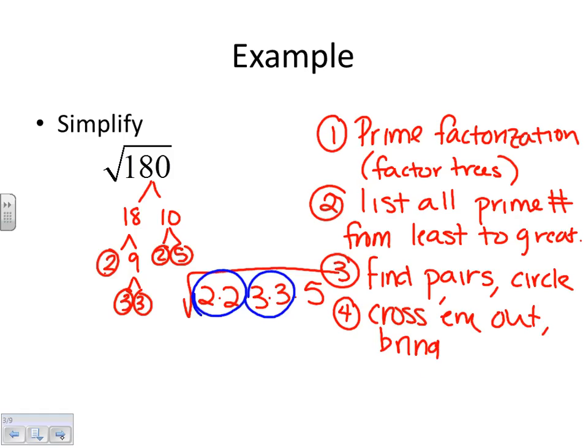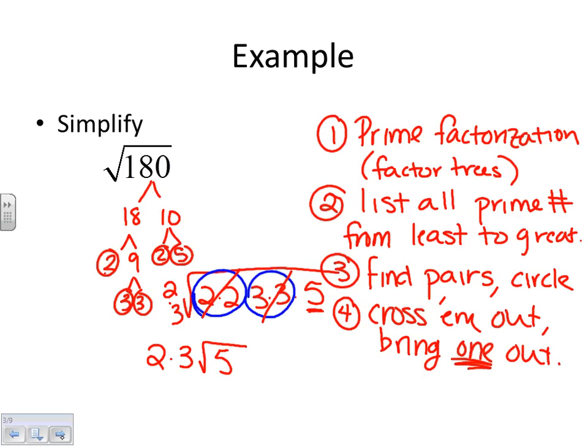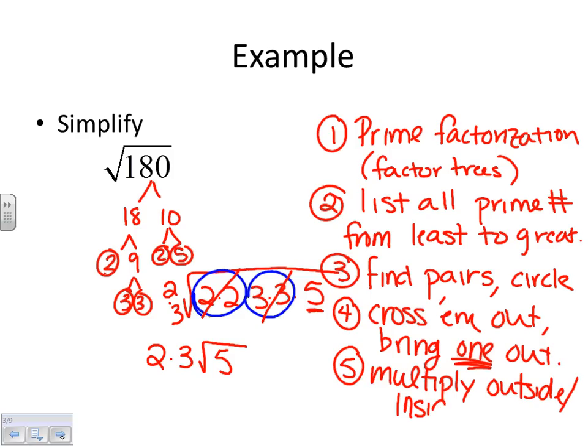Bring 1 out. Okay, so I'm going to cross it out, bring 1 out, cross it out, bring 1 out. So this is going to be on the outside 2 times 3 times the square root of whatever's left on the inside. We only have 1 5. Okay, and then we multiply outside and inside, if you have any on the outside and inside. So this is 2 times 3, which is 6, square root 5. So your simplified version of the square root of 180 is 6 times the square root of 5.